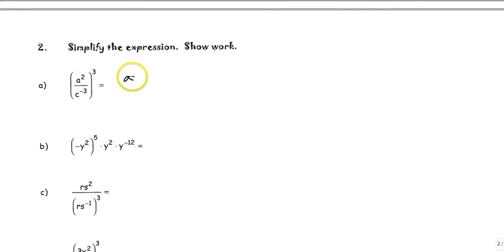I get a to the sixth over c to the negative 9th. Again, I do not like negative exponents. It's like having a radical in the denominator. We don't like that. So we simplify it by moving that up, and my final answer is a to the 6th, c to the 9th.